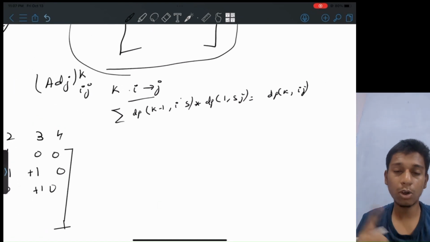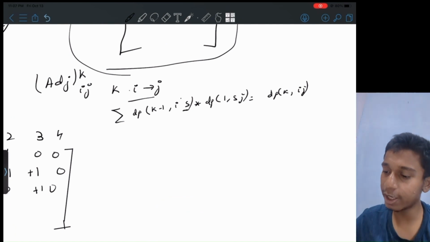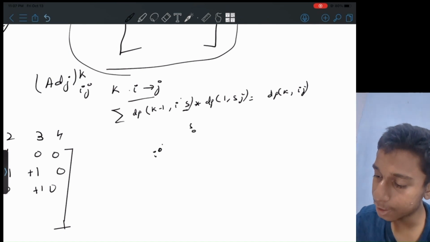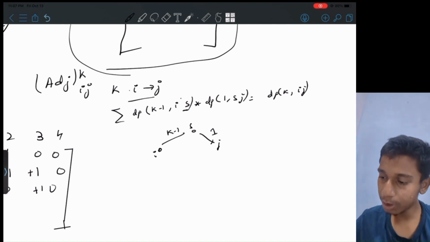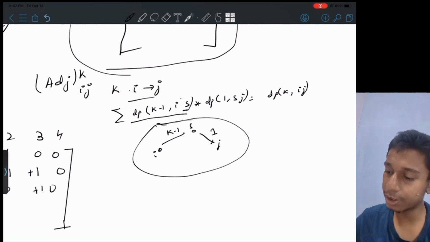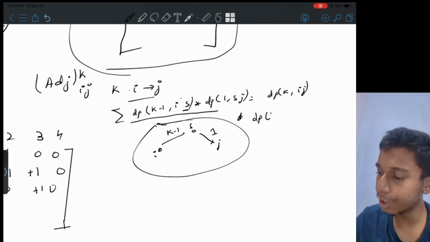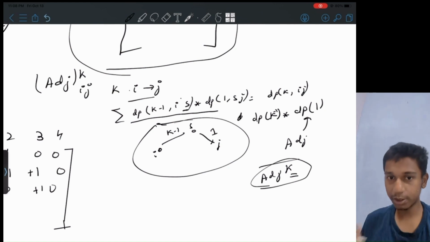All paths of length k would be, for any intermediate vertex s, if I travel from vertex i to vertex s with a length of k minus 1, and then from s to j with a length of 1. So this would give me the count of all paths with length k, which, if you see carefully, is just the value of dp_{k-1} into dp_1, where dp_1 is the same as the adjacency matrix, and hence this could be generalized: the adjacency matrix to the power k gives the number of paths of length k.